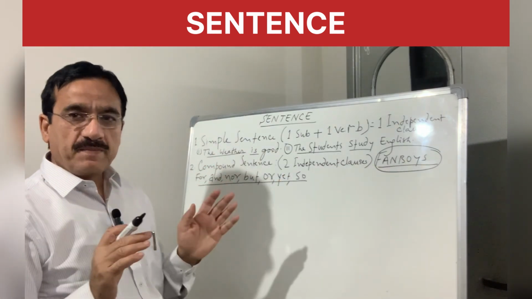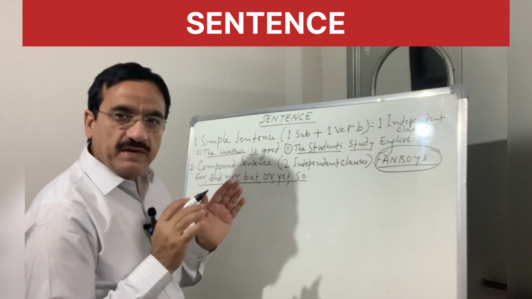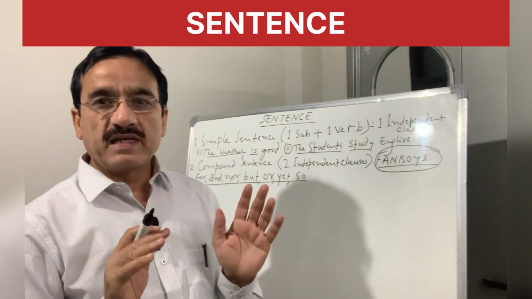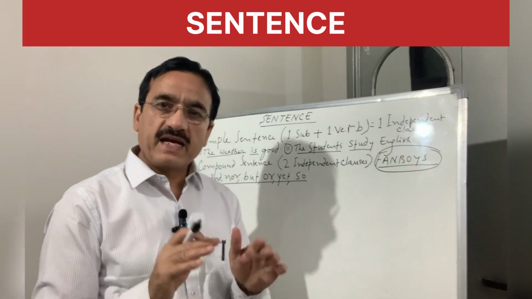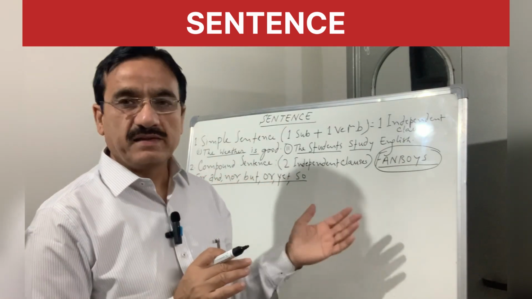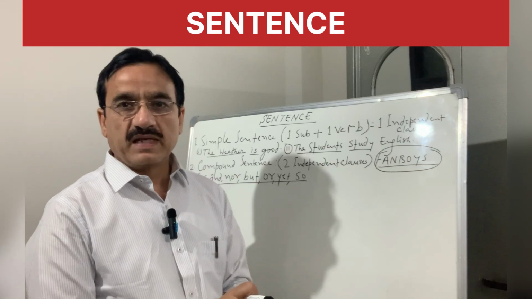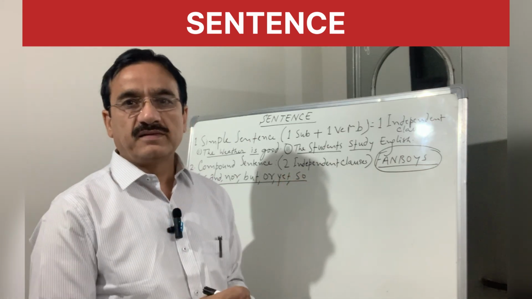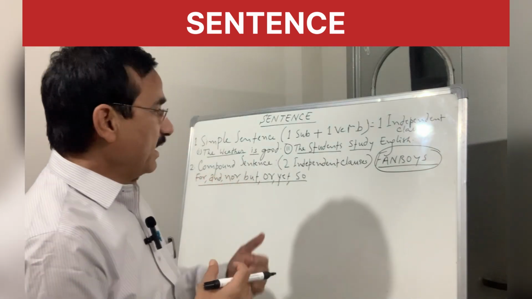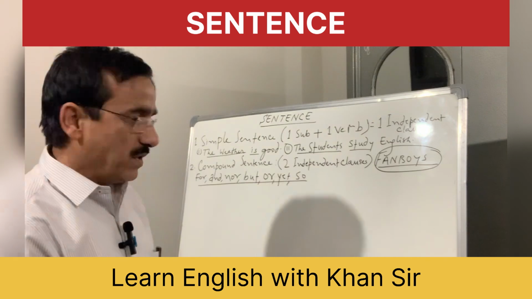Keep in mind that each and every compound sentence must have any of these coordinators. So two independent clauses joined, connected, linked together by any of the coordinators is a compound sentence.